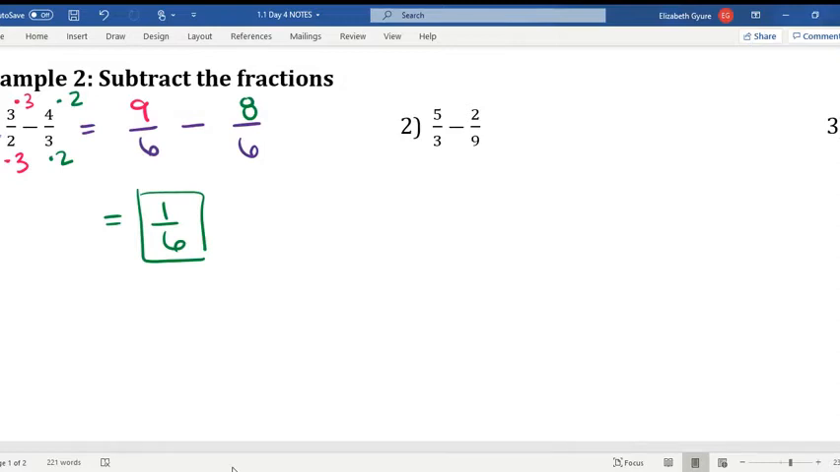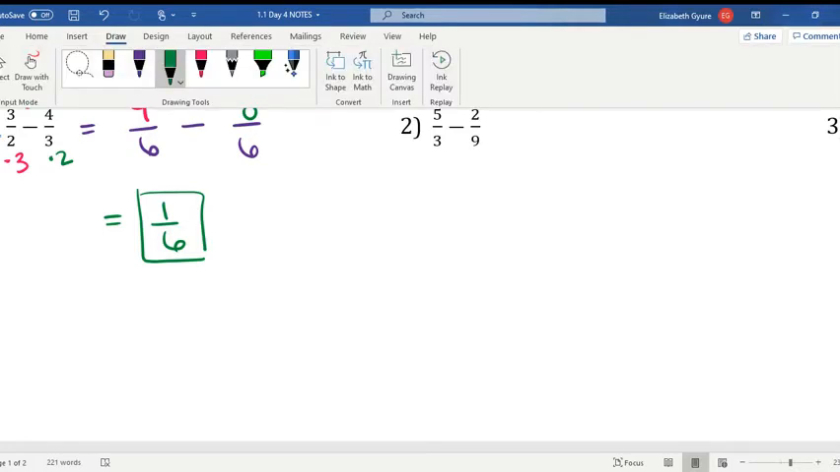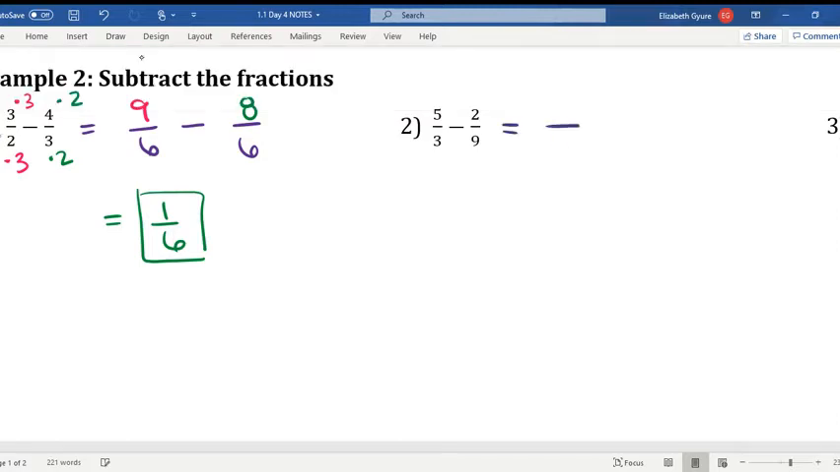Number 2, we got 5/3 minus 2/9. What would be some good common denominators for 3 and 9? 9, because 3 goes into 9, right? Or 27. Okay, use which one you feel more comfortable with. I'm going to go with 9, because I like to use the smallest common denominator. So equals, we got a 9 on the bottom, minus, and then another 9 on the bottom.